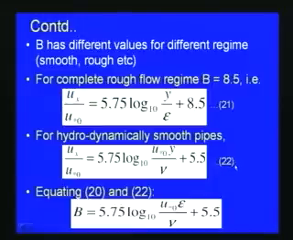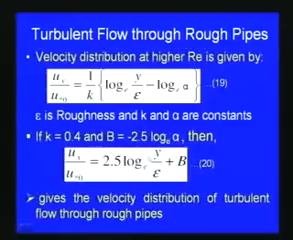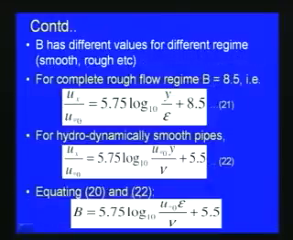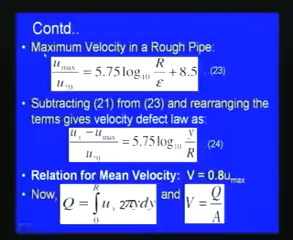as in equation number 22. So, now if you compare this expression with the one for the rough pipe as in equation number 20, and equate 20 and 22, then you can see that B is equal to 5.75 log 10 u star o into epsilon by nu plus 5.5. So, for maximum velocity in a rough pipe, we can write u max by u star o is equal to 5.75 log 10 r by epsilon plus 8.5 as in equation number 23.